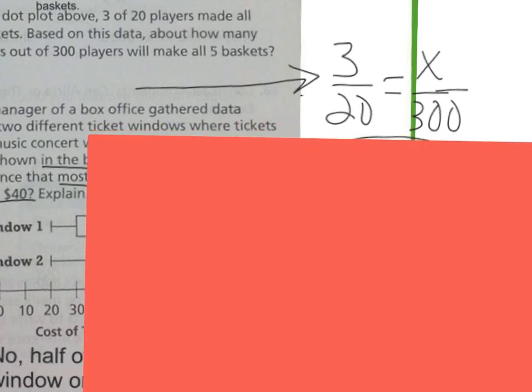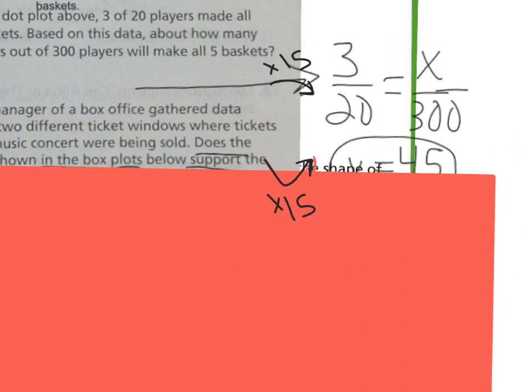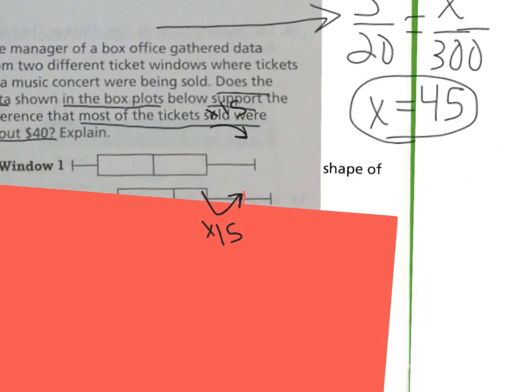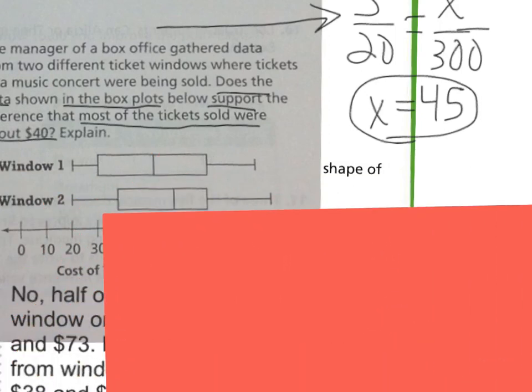So we could try to find a pattern here. 300 divided by 20 is 15. So 20 times 15 is 300. If these are equal, multiply the numerator by 15 also, and then that would be 45. So we'd expect about 45 people to make all 5 baskets.